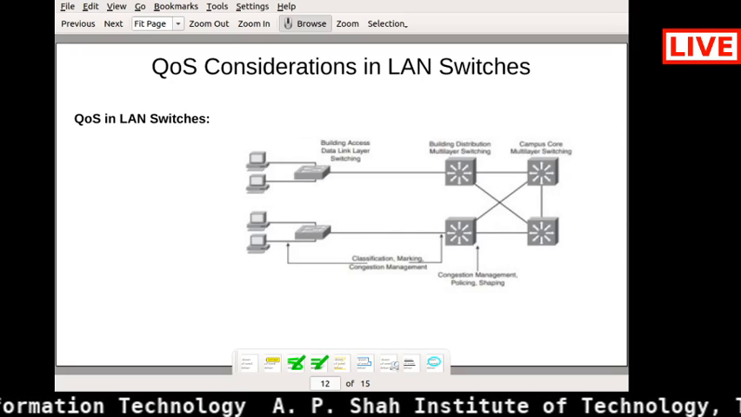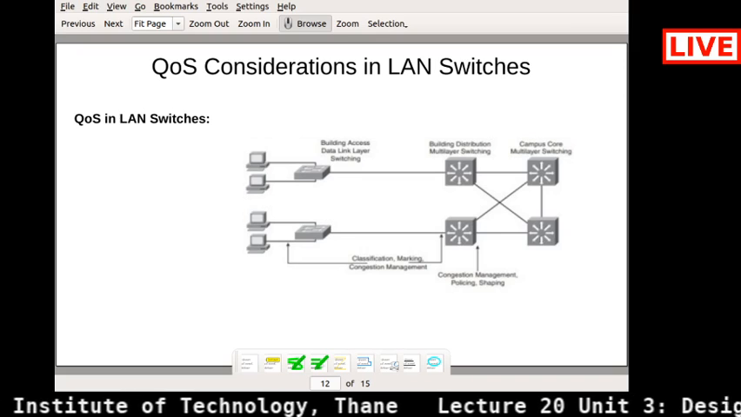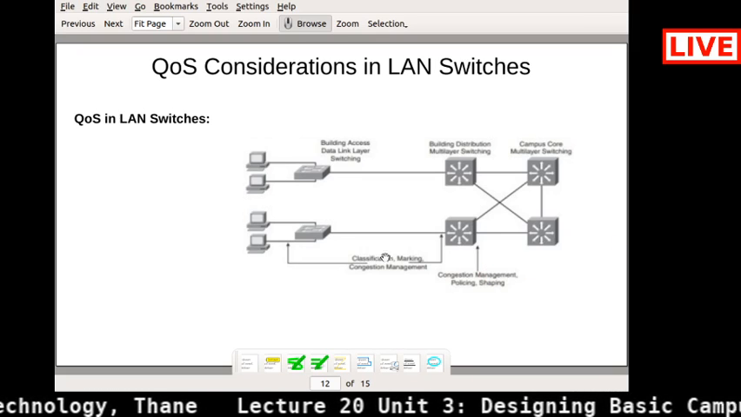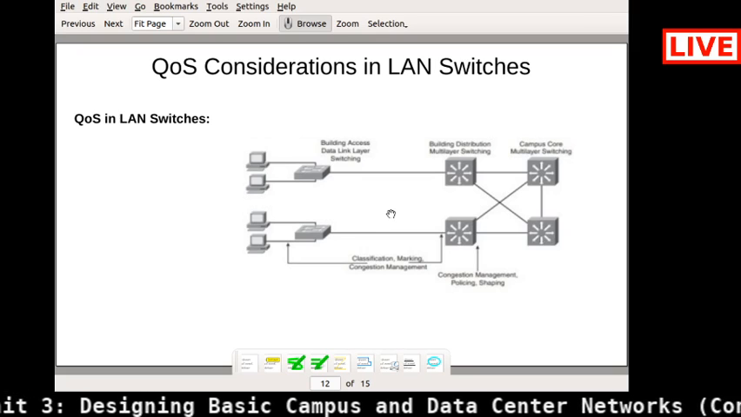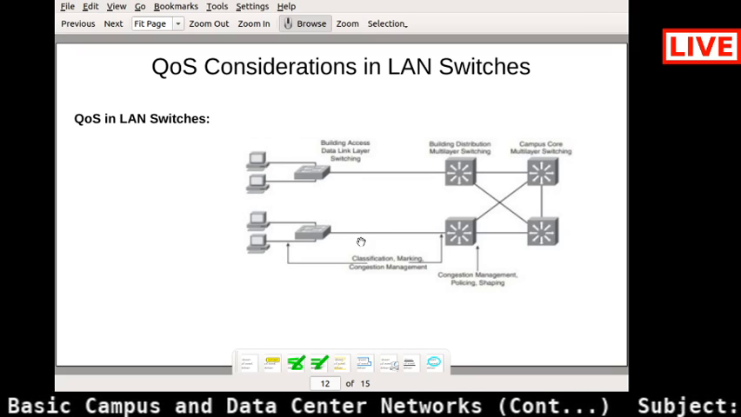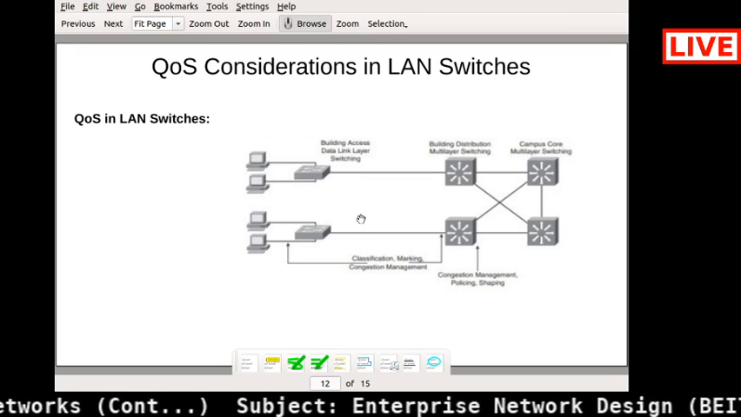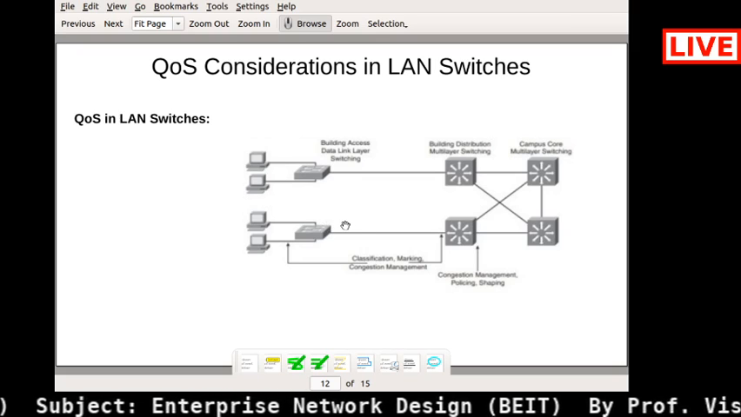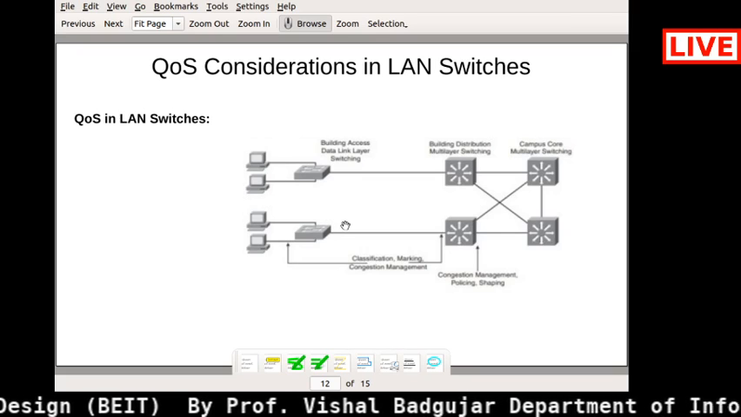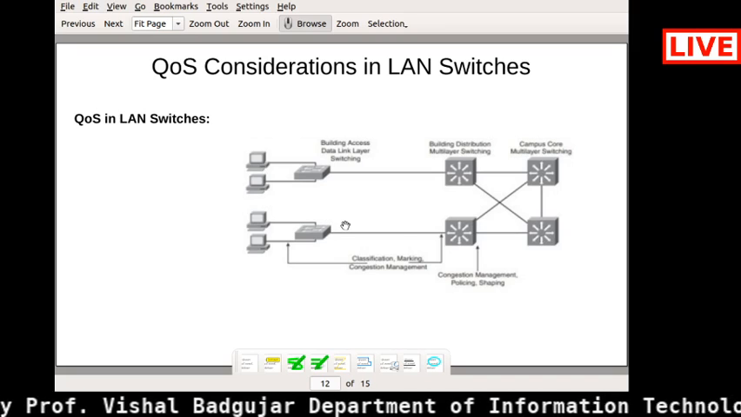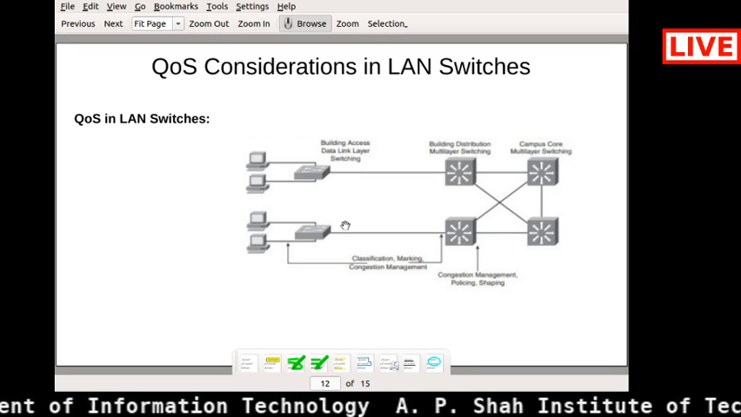Then we will see the QoS considerations in LAN switches. When we are configuring any QoS parameters or QoS features to classify network traffic, or to prioritize important traffic, for example congestion management, policing and shaping techniques to improve network performance, then these QoS parameters make the performance more effective.